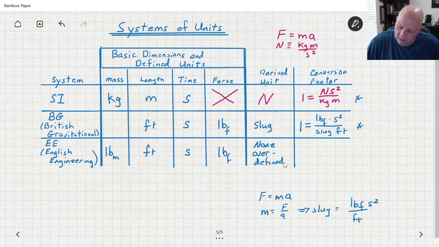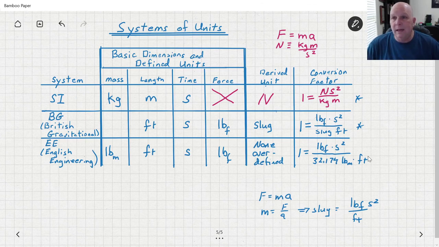And what this does is it changes our conversion factor. Our conversion factor now has to have another quantity in it that depends on the acceleration of gravity. Our conversion factor is now 1 is equal to a pound force second squared divided by 32.174 pound mass foot. And that's kind of unusual. The way I remember it, that's not always the easiest way to remember things.